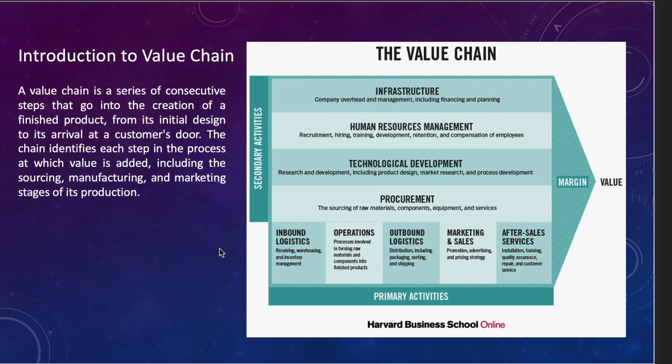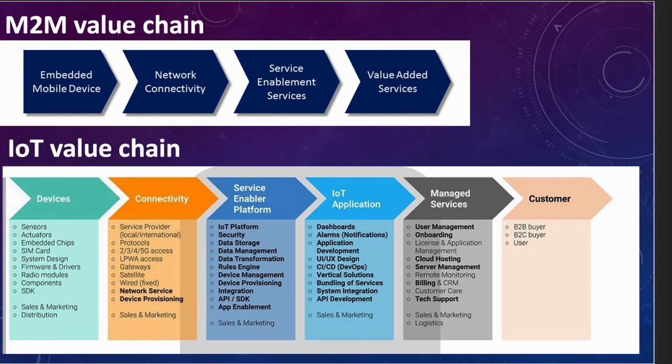The investment which is being spent on infrastructure or human resource, technology development, procurement, will be adding value to the end product. Then we talked about end-to-end value chains. In today's world, we have to concentrate more on IoT value chains, while M2M value chains, IoT, IIoT, OT, all these topics look the same as IoT value chains.